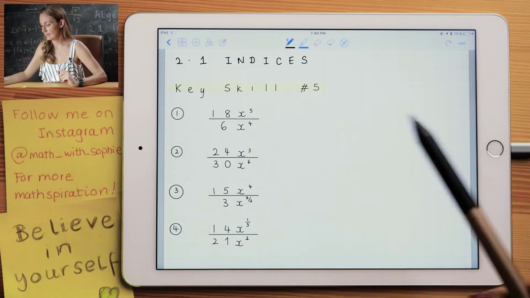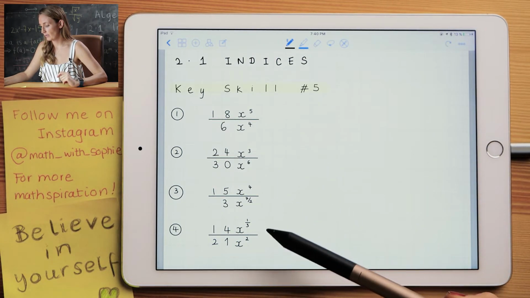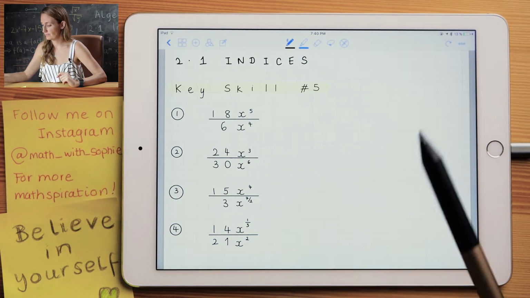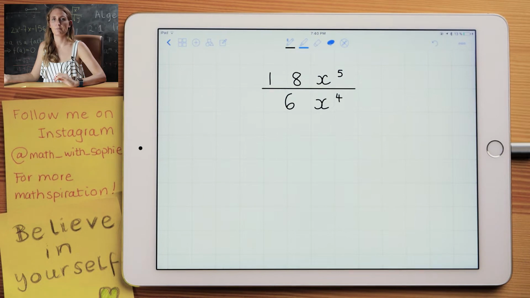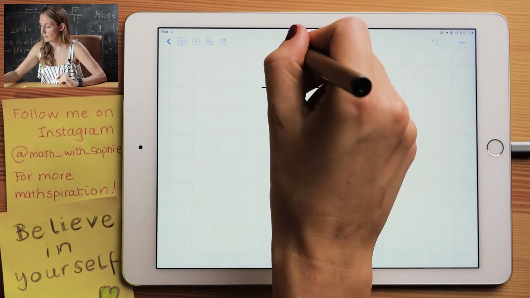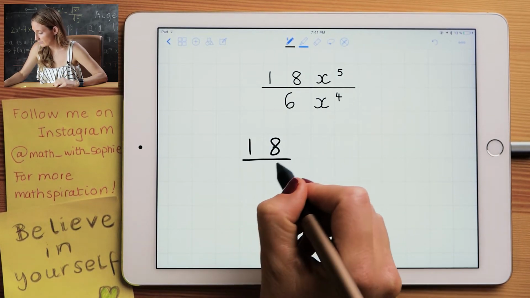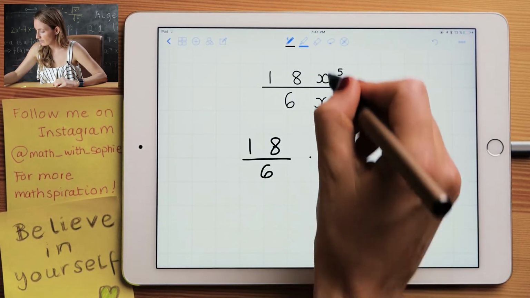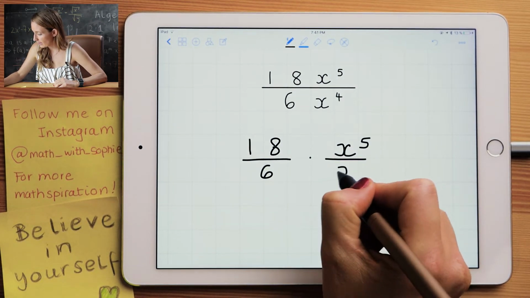We're going to be looking now at indices that we need to simplify involving fractions. The trick here is to separate out your numbers and your x's and deal with them separately. So I've got 18 over here, and that's divided by 6. Then I've got x^5, which is divided by x^4.